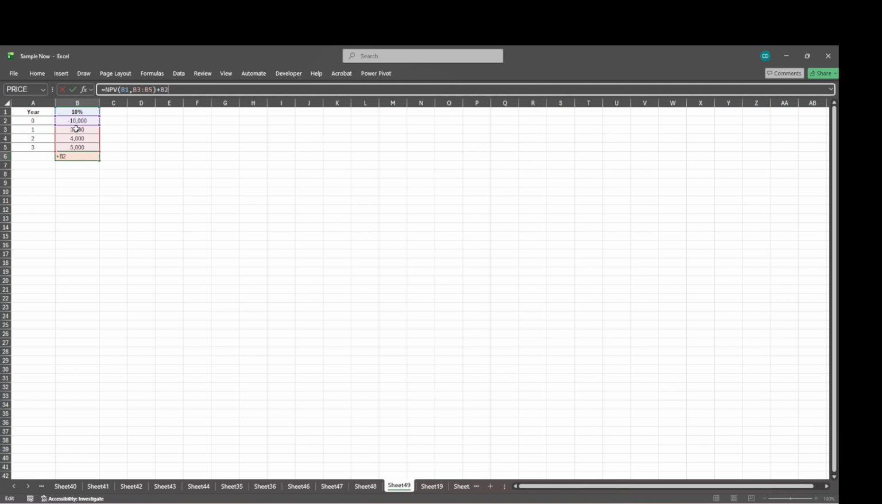Once you press Enter, Excel calculates the project's net present value. If the result is positive, that generally means the investment may be worthwhile because the projected returns exceed the cost after accounting for the discount rate. If the result is negative, it usually suggests the project may not meet your required return. That's how to calculate NPV in Excel using the NPV function quickly and accurately.